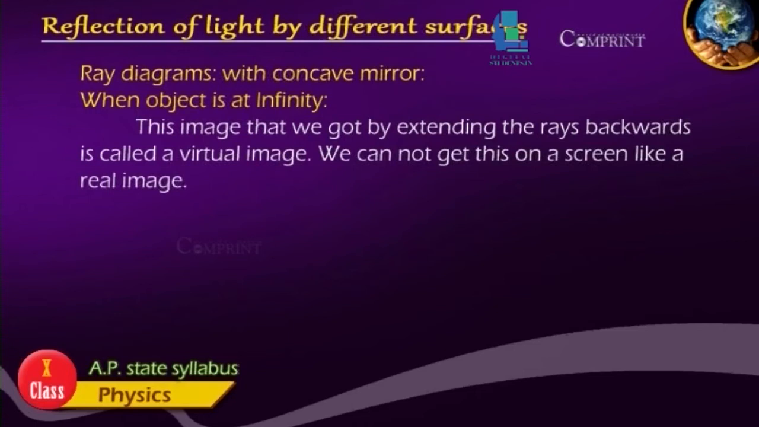When the object is at infinity. This image that we got by extending the rays backwards is called a virtual image. We cannot get this on a screen like a real image.